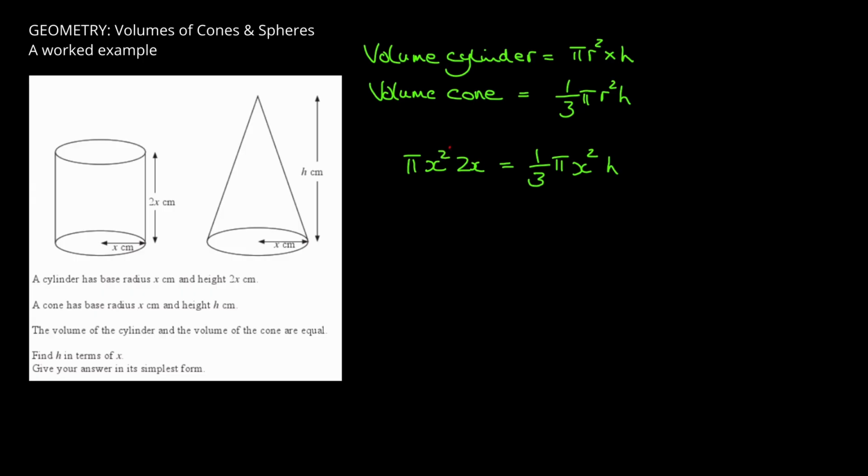But before that, we can do some cancelling. That goes with that, and the pi goes with the other pi on the other side. What are we left with? Well, we've got 2x on this side, and we've got a third h on the right-hand side. They want h on its own. First of all, I'll swap that around. So I get a third h is equal to 2x, multiply across by the 3, and we get, therefore, h is equal to 6x. And that is your answer.